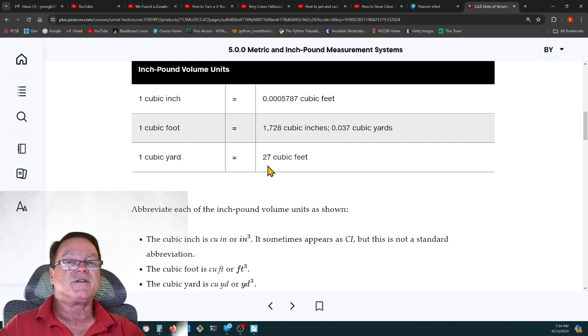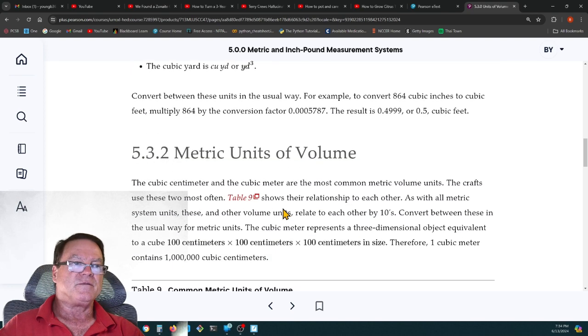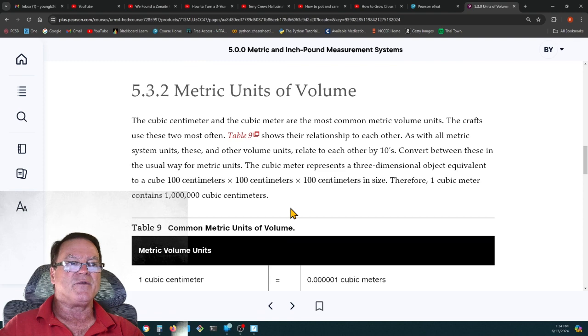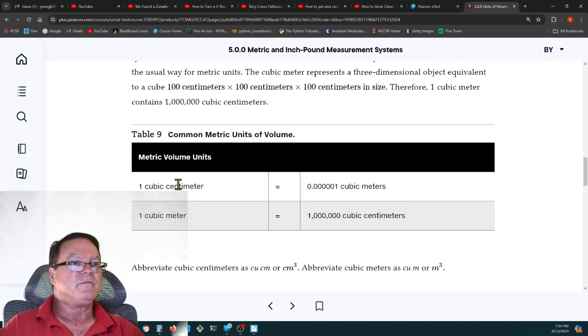And then a cubic yard, same concept. It's not 3 cubic feet, it's 27 cubic feet. 3 times 3 times 3. So just keep that in mind, that you're working in three dimensions. Metric units of volume. They use the cubic centimeter. CC, it's 1/1000th of a liter. Cubic meter is 1 million cubic centimeters.